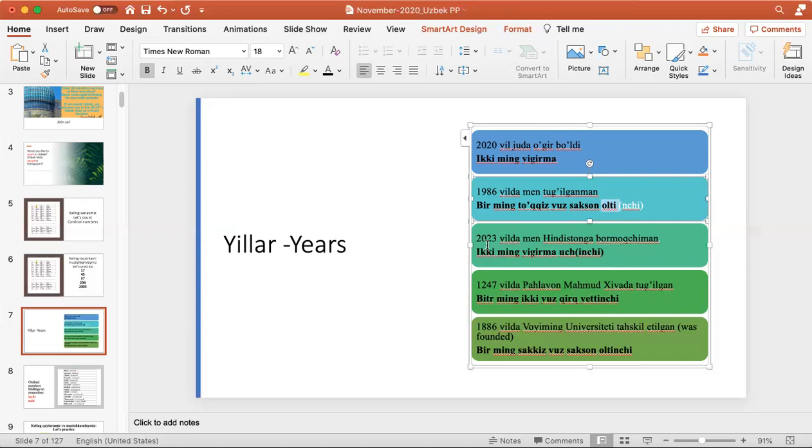Or next one, we say 2023, for example, right? In Uzbek, it will be 2023 yilda men Hindistonga bormoqchiman. For example, I would like to go to India in 2023. Or next one, 1247.